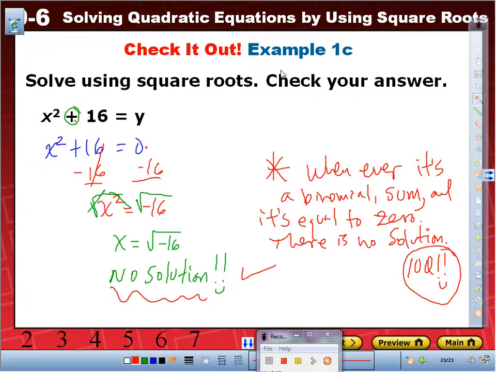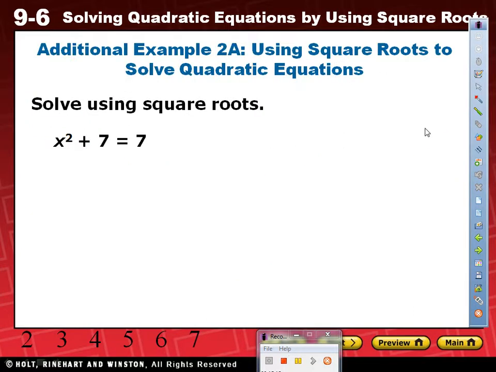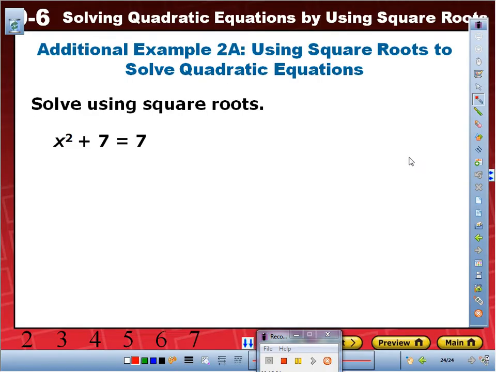All right. So, with that said, let's go to the next one. Copy this next one, please. Example 2. 2a. X squared plus 7 equals 7. So right away you're thinking no solution. However, is it equal to 0? No. So therefore for this one there should be a solution.